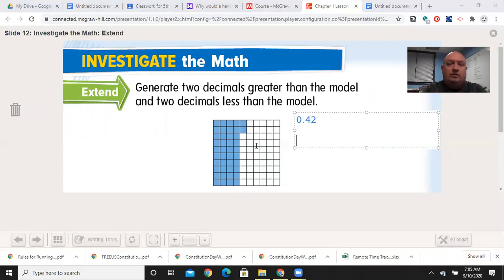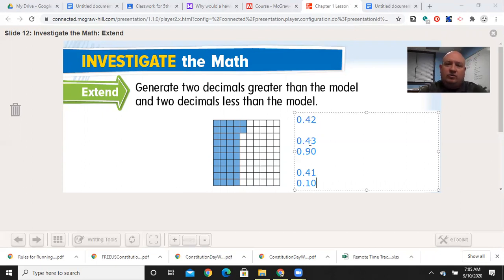So let's get 2 that are greater. Realistically, as long as you go 0 point something greater than 4, greater than 0.42, you're all right. So I could say 0.43. I could say 0.9. Those are greater than the model. And if you notice that I have a 9, I could annex a 0 to make it easier to see the value there. And ones that are less, 0.41, 0.10, those are less than.